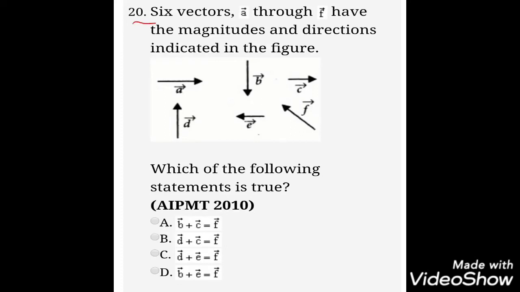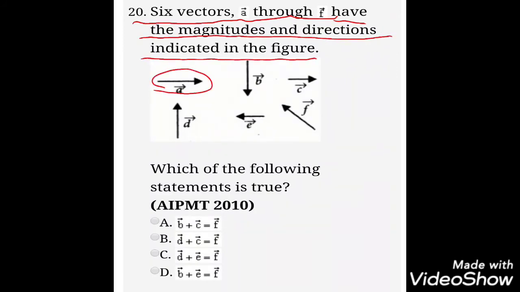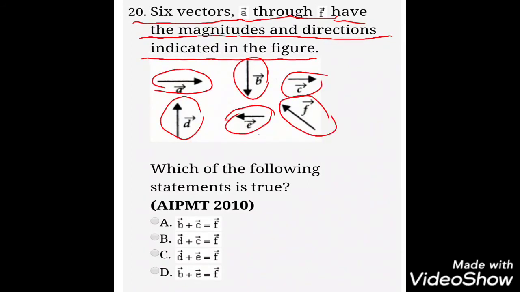Question number 20. Six vectors, A, B, C, D, E, F, have the magnitudes and directions indicated in the figure. A vector is given like this, B vector like this, C vector like this, D vector like this, E vector like this, F vector like this. So they have given different directions and different magnitudes. Which of the following statements is true?